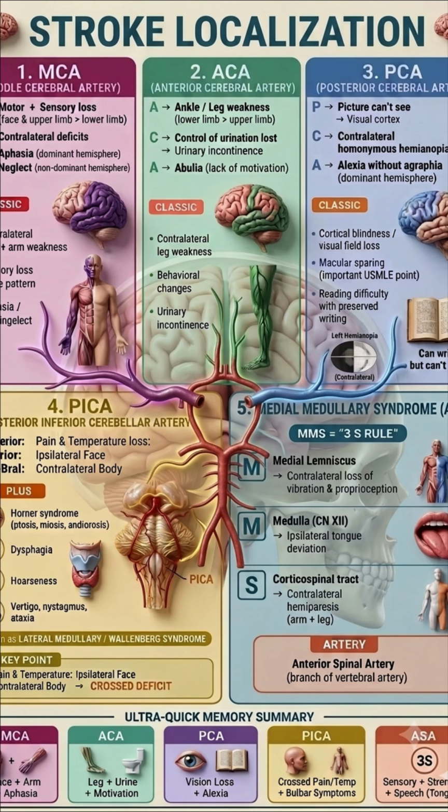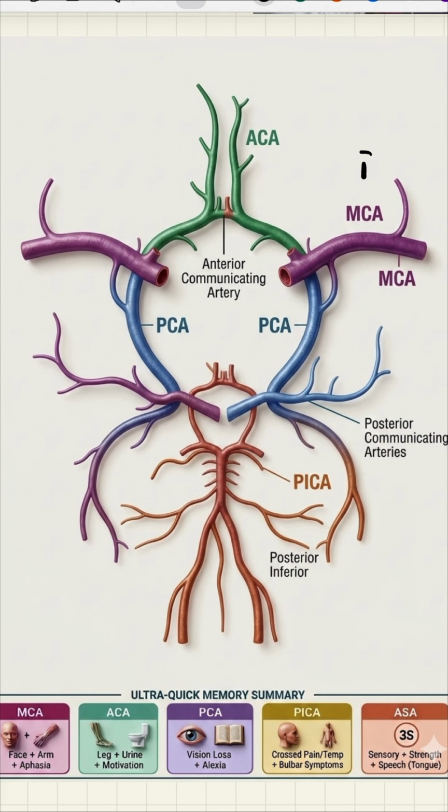Easiest method to localize stroke for your exams. We divide the stroke localization into number 1, middle cerebral artery strokes or MCA circulation strokes. Number 2, anterior circulation strokes, ACA strokes. Number 3 is posterior circulation or PCA strokes. Then we have got a special category like the PICA.